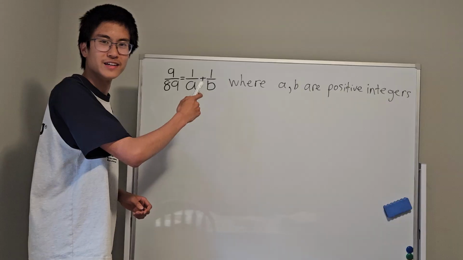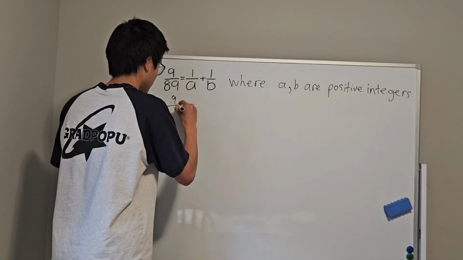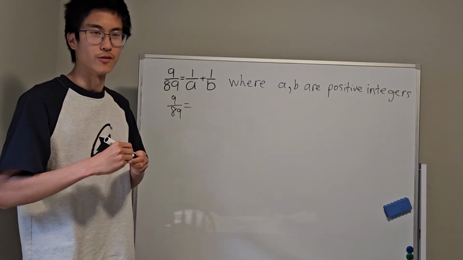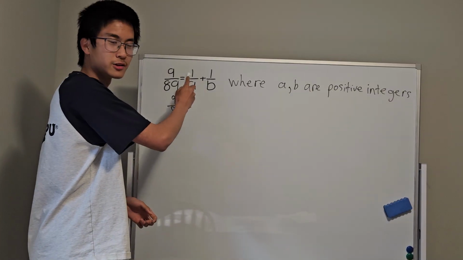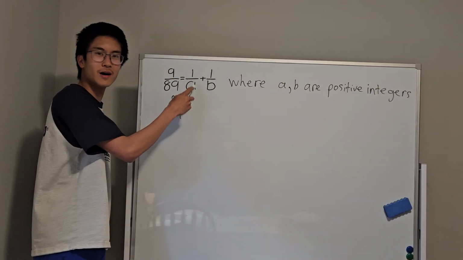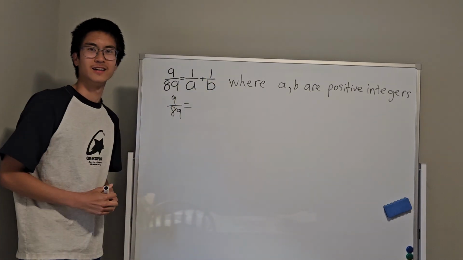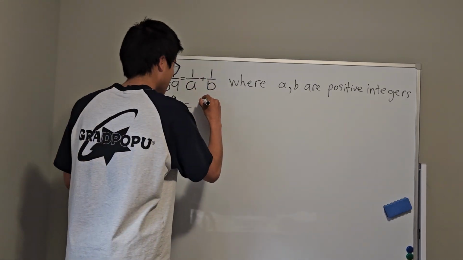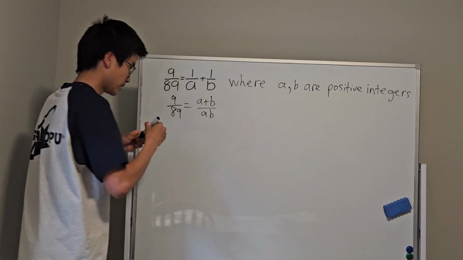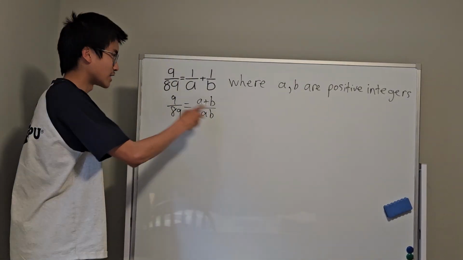Well, first I'll be adding these two fractions up. So it becomes 9/89 equals, and their common denominator would be ab. This means that we multiply the top and bottom here by b, and we also multiply the top and bottom here by a. And what do we get at the end? We get (a plus b)/ab. The entire reason why I did that is because now I can cross multiply.